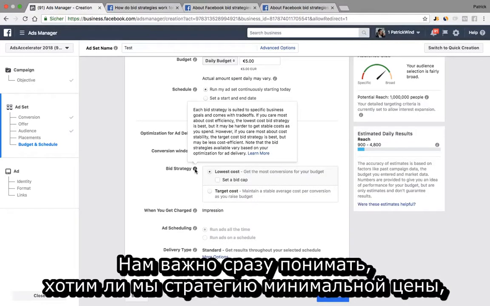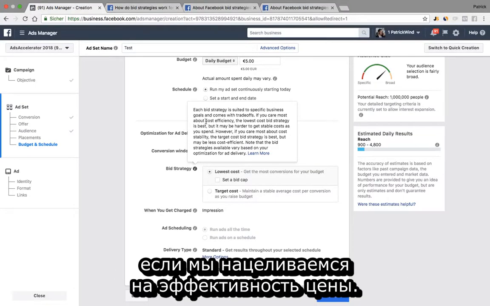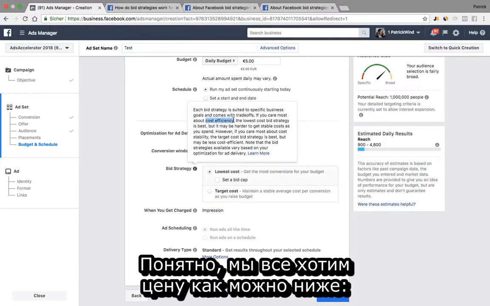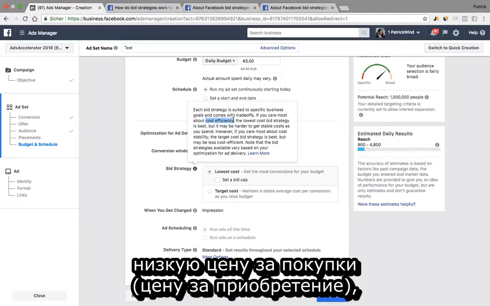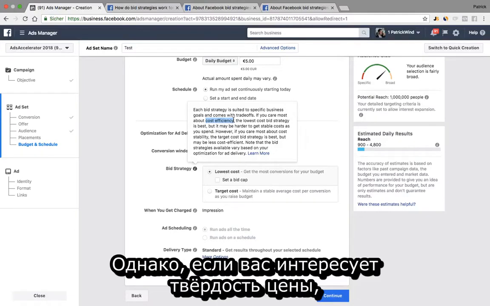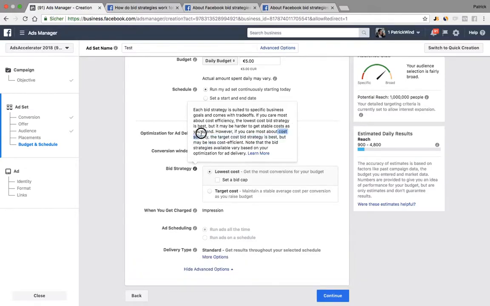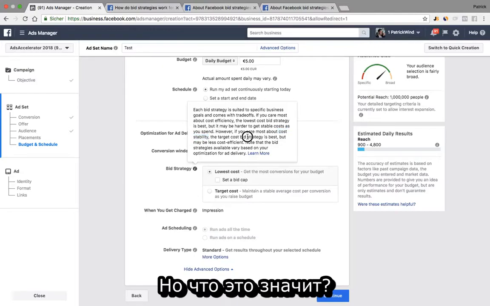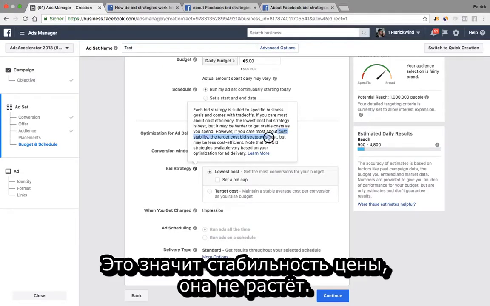So interesting for us, they already mention that we should go for the lowest cost bid strategy if we're mainly focusing on cost efficiency, something that all of us actually want: very low cost per purchase, cost per acquisition, cost per lead, or cost per app installs. So it's something that all of us want. However, if you care most about cost stability, we should go for the target cost bid strategy. But what does that basically mean? It means cost stability when scaling.